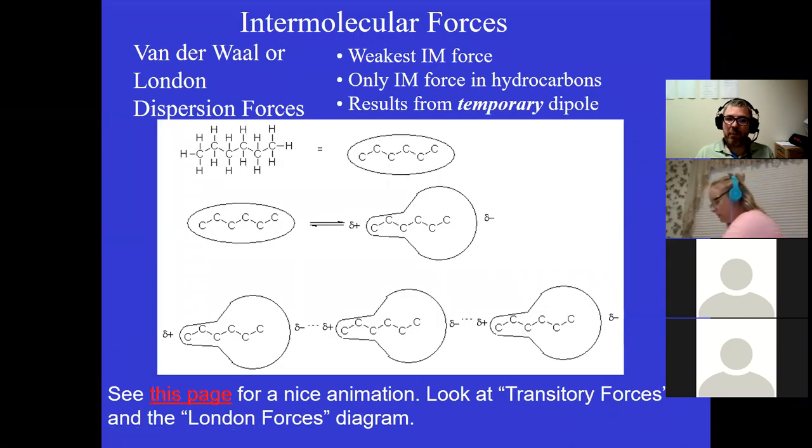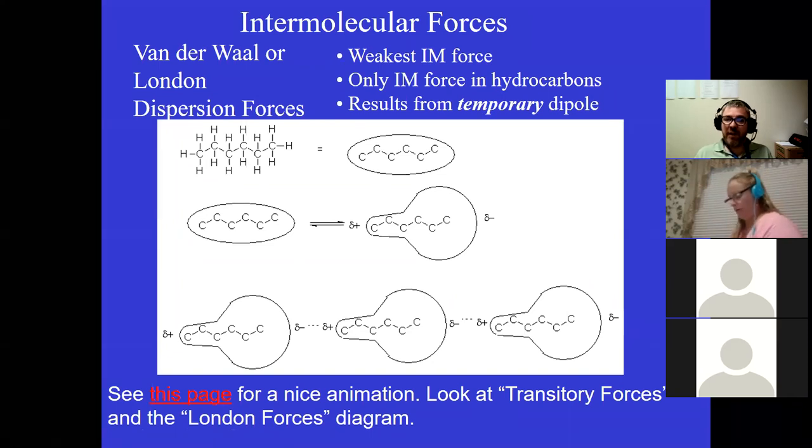All right, let's talk about what keeps these things as liquids. If these molecules are touching each other, there must be something keeping them together. And what's keeping them together are what we call intermolecular forces. Remember that these are molecules, so molecules are being kept together by something.